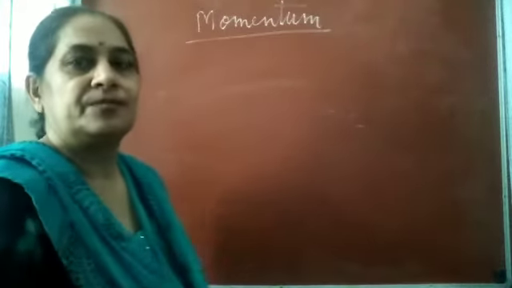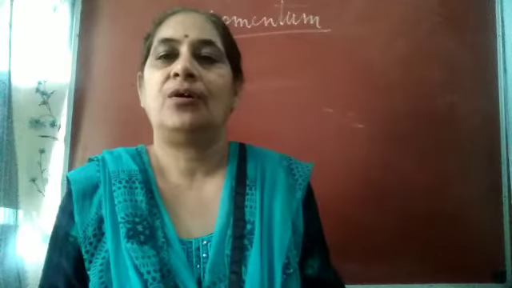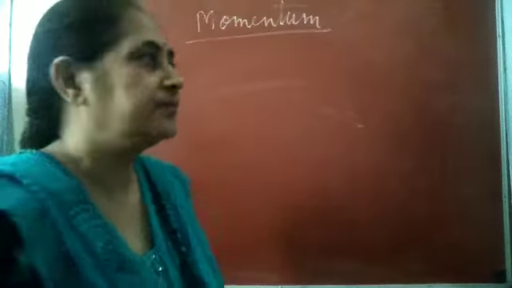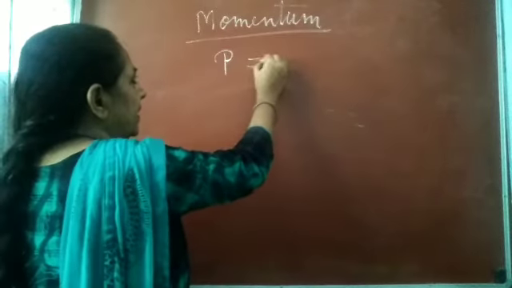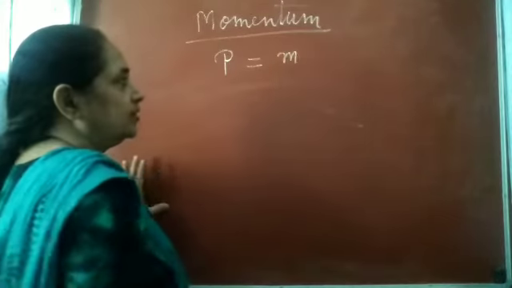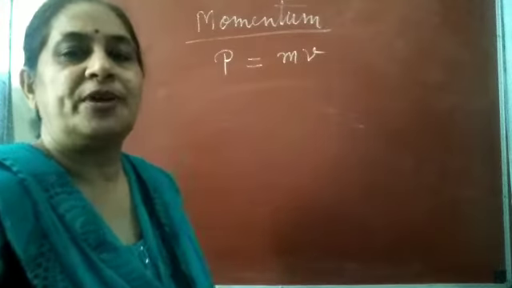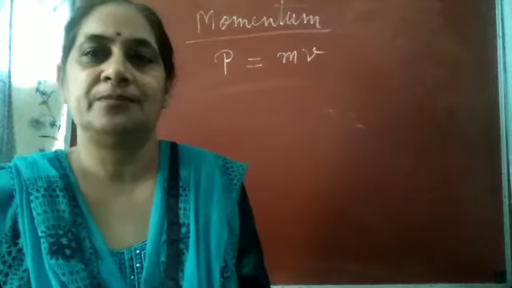Momentum is a combined effect of mass and velocity, or we can define momentum as the product of mass and velocity. Momentum is denoted by small p and is equal to the product of mass m and velocity v. So the product of mass and velocity is known as momentum.